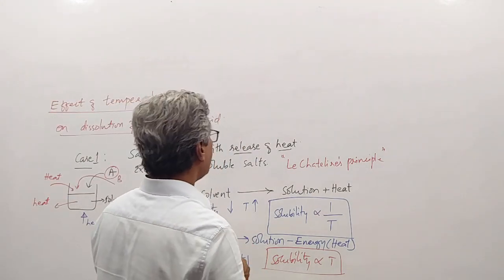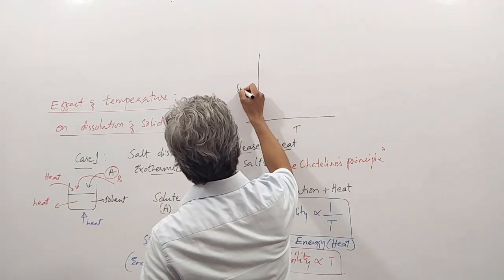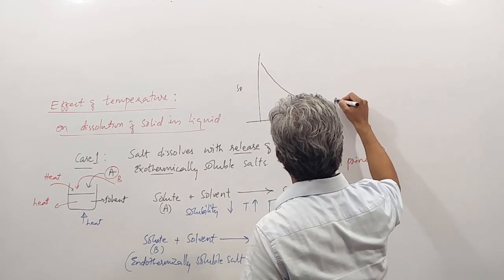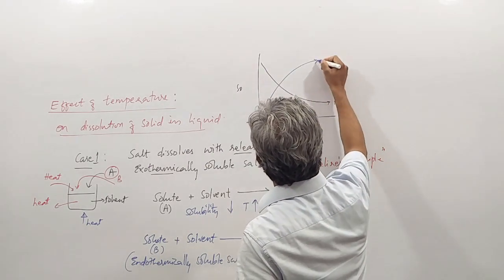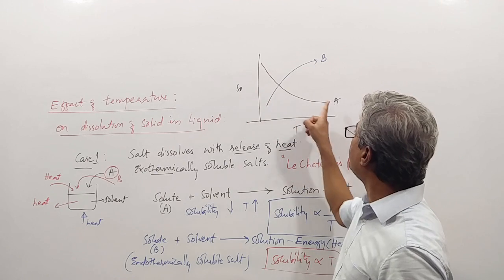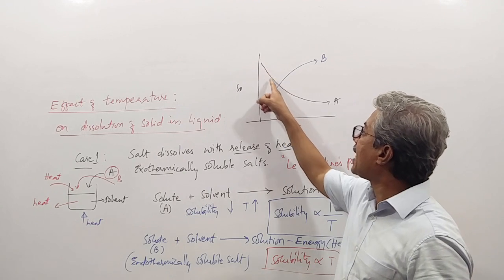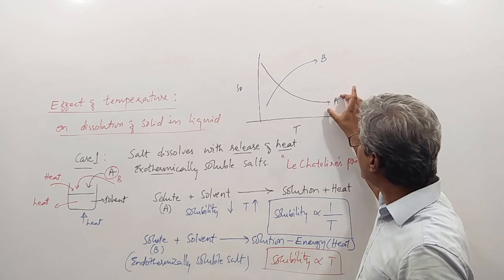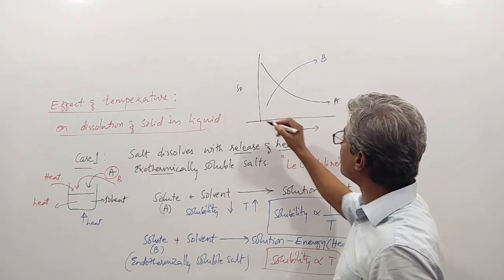Now we do one exercise here. There is a graph of temperature and solubility. See, students. One is this, this is solute A. And another one is this, solute B. This is the solubility of A and B versus temperature. Now what do you notice here? The solubility of A is decreasing with rise in temperature. Isn't it?